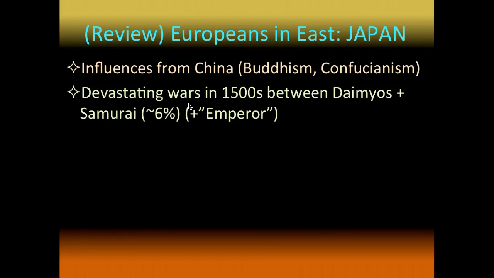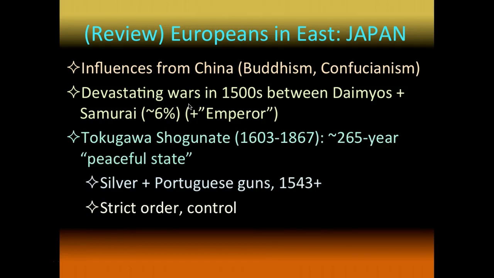There was also an emperor, and I put him in quotation marks because even though he had the great and most powerful title of emperor, the power of the emperor was really a symbolic role, and he was relegated to his palace in Kyoto, and he did not really have a lot of influence or power in Japan at all over the years.